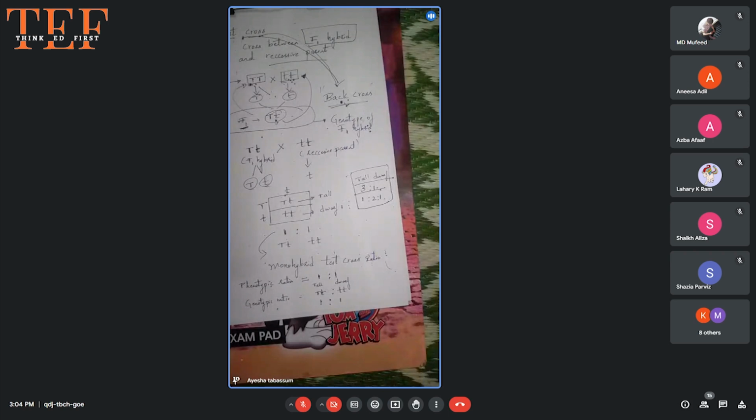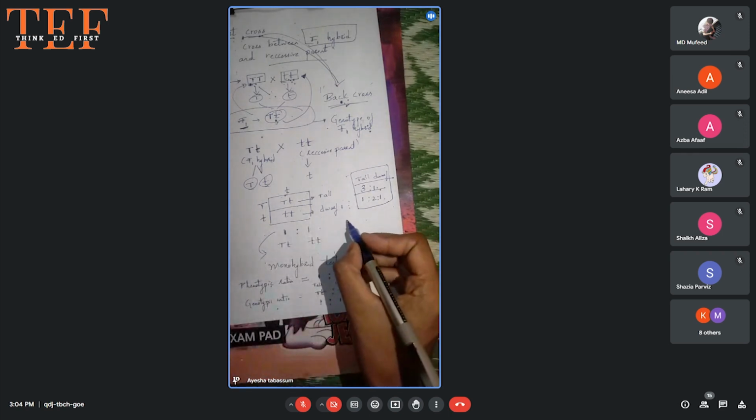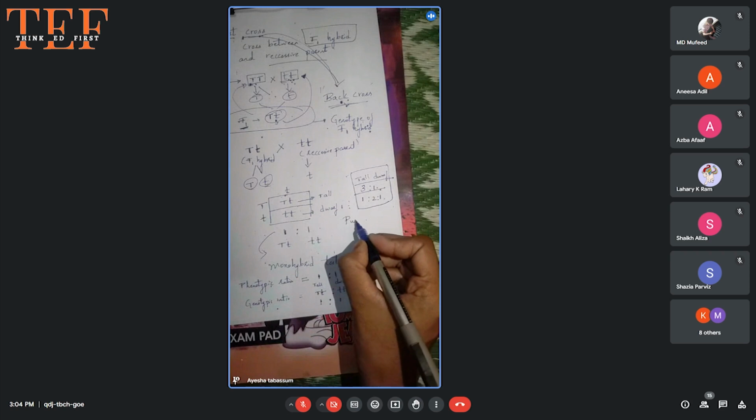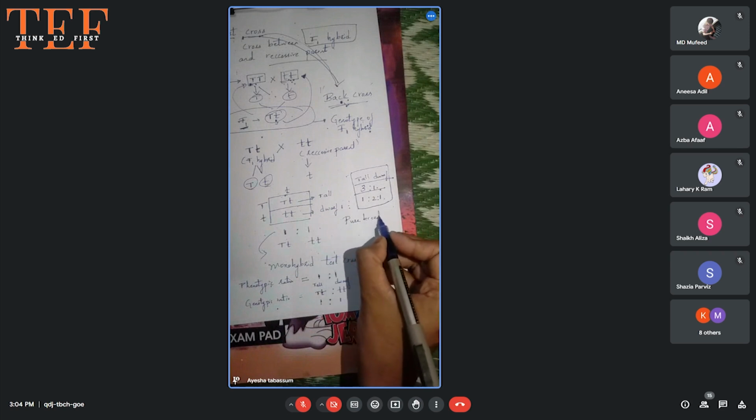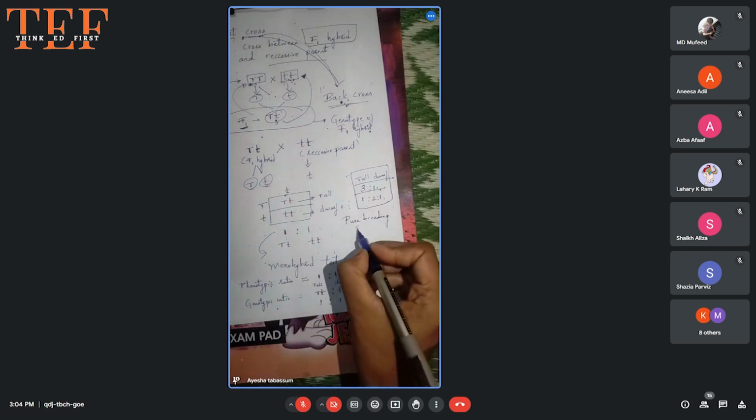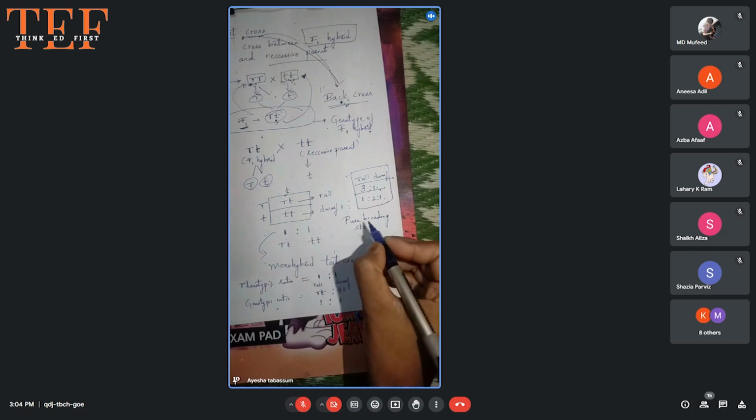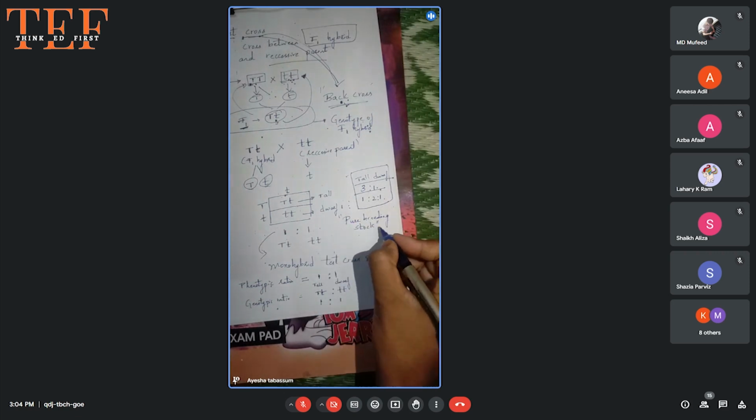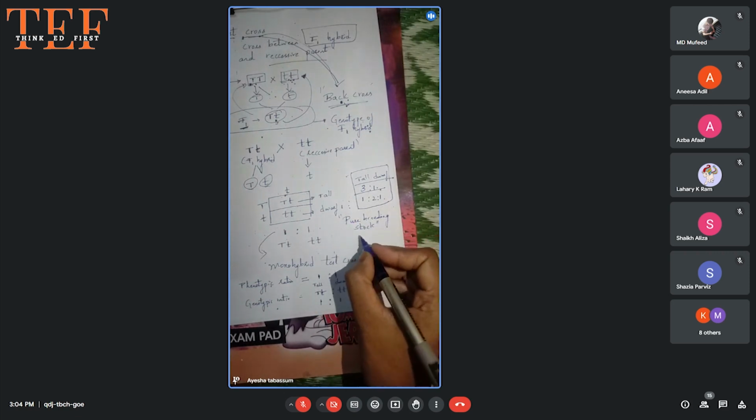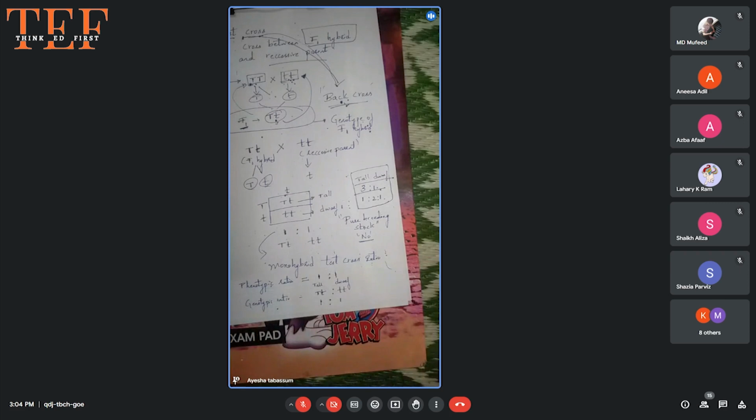They may ask whether this snapdragon, or dog flower, is a pure breeding stock. They can use this terminology. They have asked this once: is the dog flower or snapdragon, which shows incomplete dominance, a pure breeding stock? Your answer should be no. Why is it not a pure breeding stock?